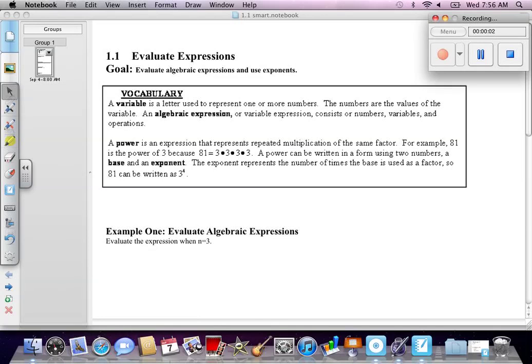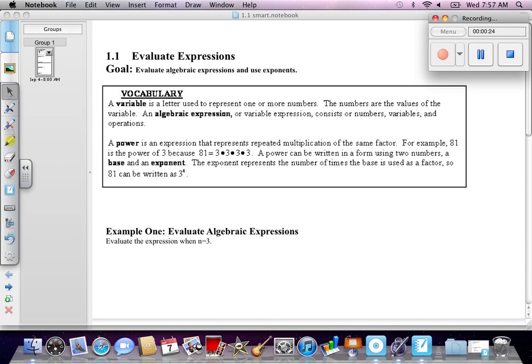All right, ladies and gentlemen, we are looking at 1.1 here. Evaluate expressions. Okay? We're going to talk about a variable. That's the letter used to represent one or more numbers. The numbers are the values of the variable. An algebraic expression, or variable expression, consists of numbers, variables, and operations.